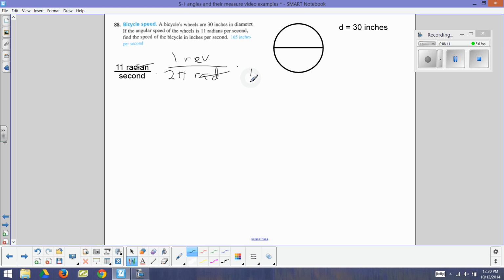So now I'm in revolutions per second. And I know in one revolution, I will go one circumference. The circumference of this is 30 pi inches. So I will have 30 pi inches. Before I put it in my calculator, I like to reduce. The pi's cancel out. 2 goes into 30, 15. And so you end up with 15 times 11, which is 165.